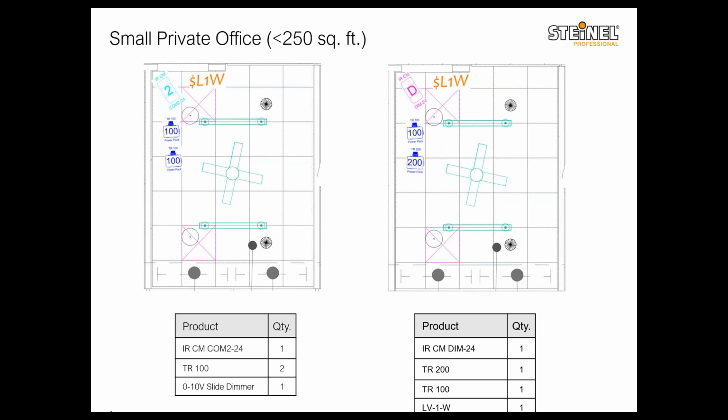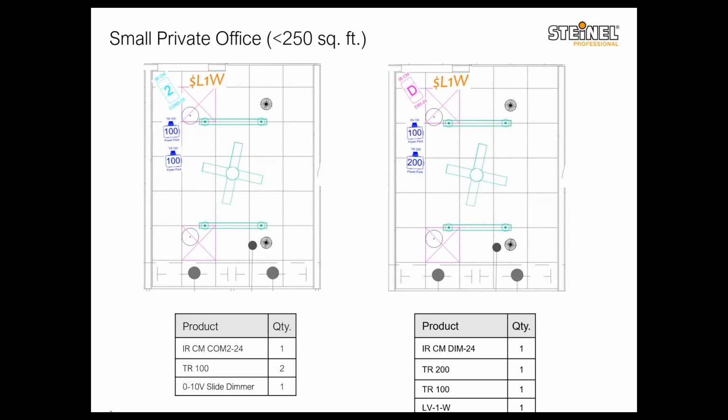As you can see, there is a small office here. There's a ceiling fan that pretty much prohibits use of any kind of sensor with ultrasonic technology, which means ultrasonic and dual tech sensors are out for this application. And since we want to avoid the sensor looking out the door, the best sensor type that we should use would be a PIR corner mount sensor. In this case, it's the IRCM COM2-24.